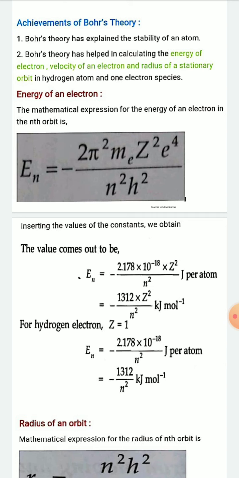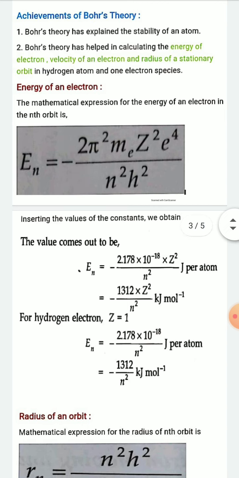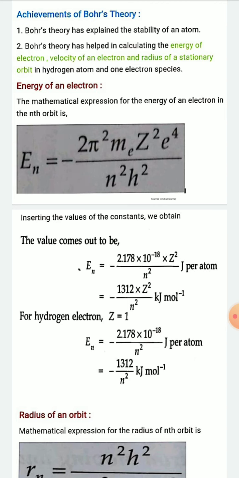So the energy expression of an electron present in nth shell of an atom is En is equal to minus 2 pi square m e z square e to the power 4 divided by n square h square, where me is the mass of electron, z is the atomic number of the element, e is the charge of electron, n is the number of shell, and h is Planck constant. So En is equal to minus 2 pi square me z square e to the power 4 divided by n square h square.